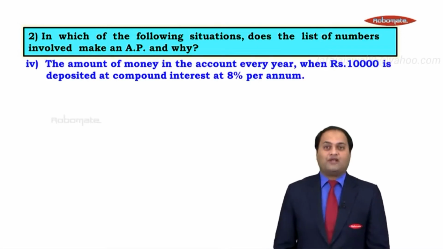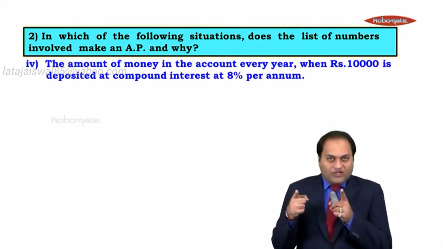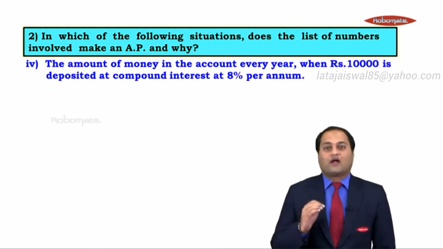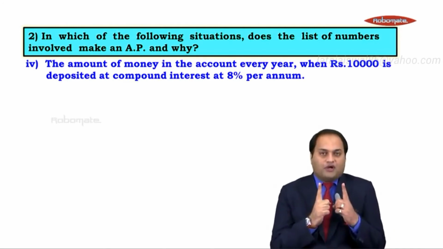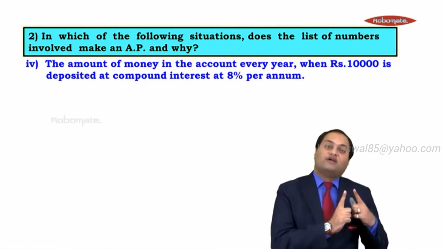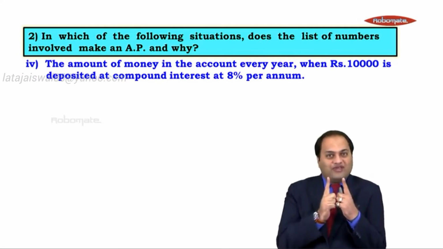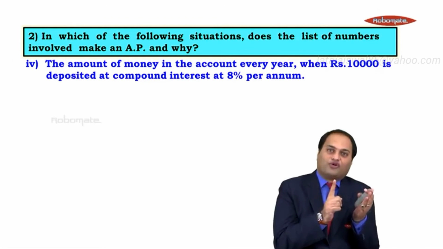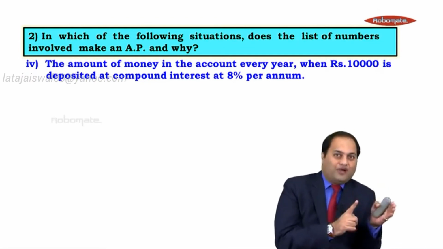The next sum is interesting. The amount of money in the account every year, so that would represent the list, when rupees 10,000 is deposited at a compound interest of 8% per annum. So what will be the first term here? 10,000. And then how do we find the next terms? Go on increasing it by 8%. Like in that volume sum, the initial was V, and then we were going on removing 1/4. First we removed 1/4 of V, then we removed 1/4 of 3/4 of V, like that, subsequently, right?